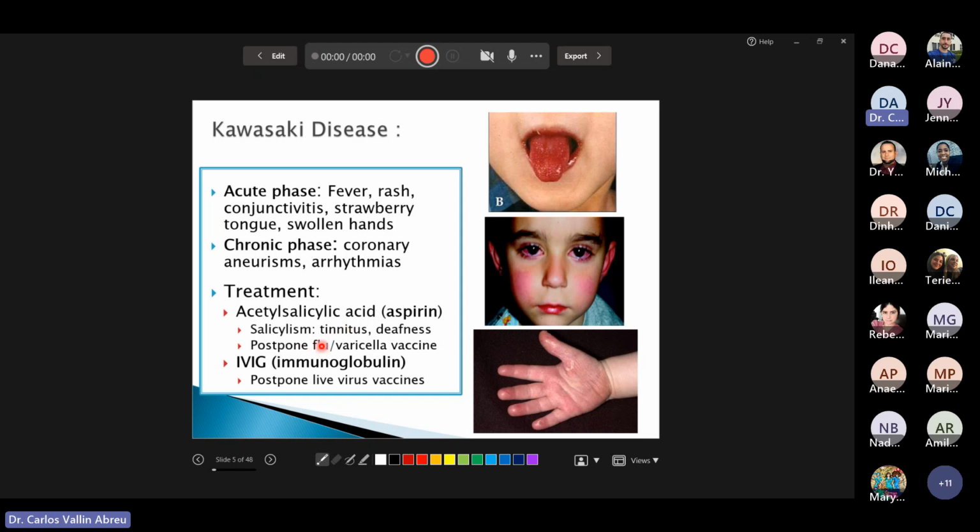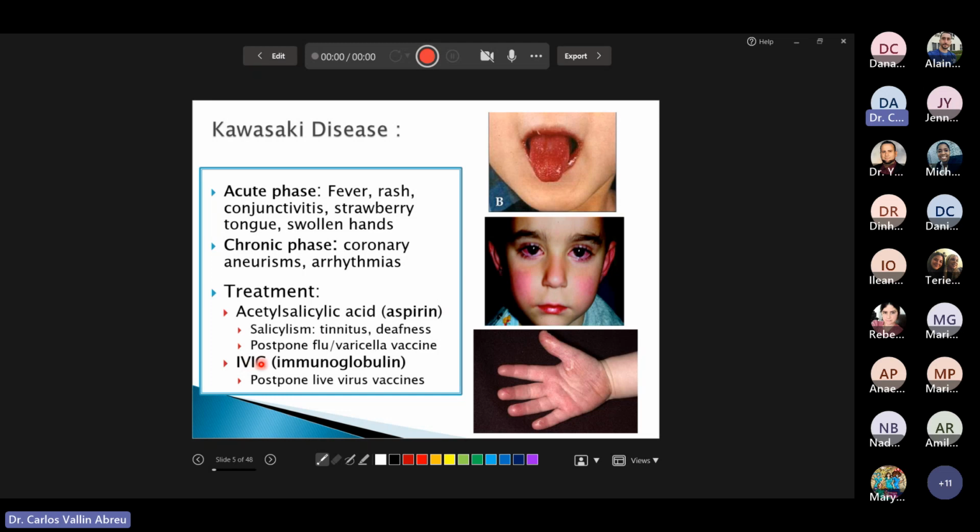If there is an epidemic of flu, they will need to decide what to do. But this is what can be tested, what has been tested: that you need to postpone the flu and varicella vaccine until the client stops taking the aspirin, which is easy to understand.